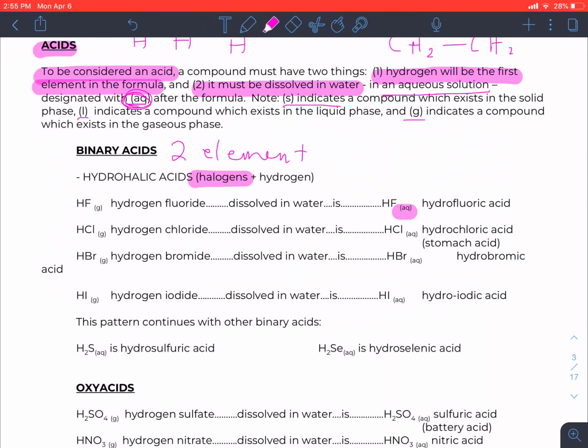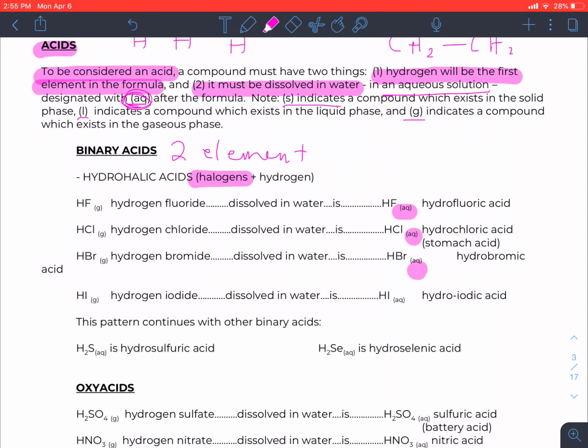HCl as a gas, we would name it hydrogen chloride or hydrogen monochloride. When it's dissolved in water and it has the AQ, it's hydrochloric acid. By the way, that's stomach acid. HBr as a gas, or a liquid or a solid, whatever other states you could think of, we would name it as hydrogen bromide or hydrogen monobromide. When it's dissolved in water as an aqueous, it is hydrobromic acid.